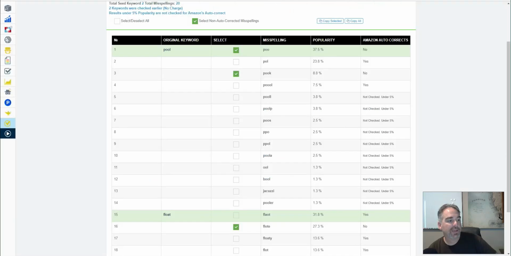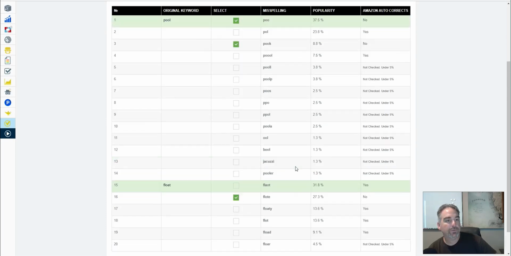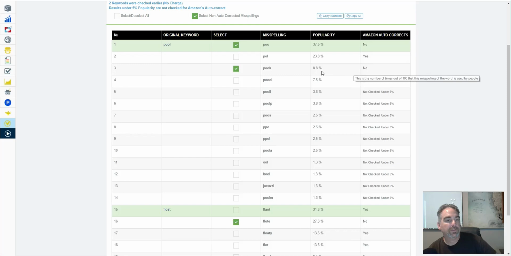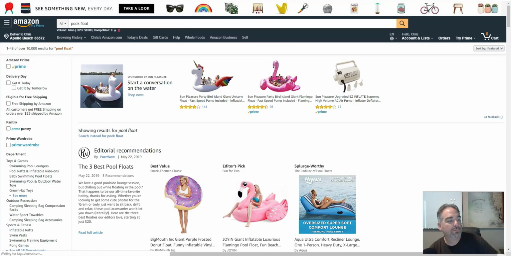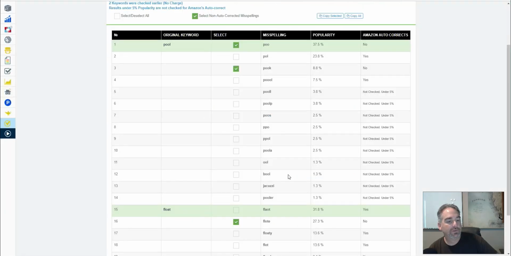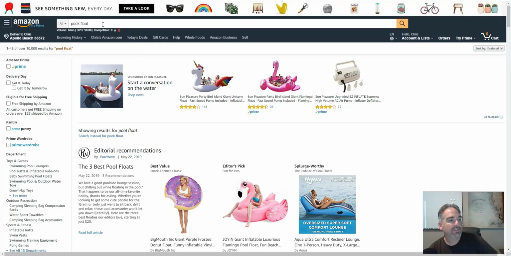So let's go back and take a look at the next one that they say they don't autocorrect for, which is "pook float." That's only 9% of the time, but that was a big number, so 9% could be a lot. So let's run that. Once again, Helium 10 was wrong on that. Now let's look at the last one, and the last one they say is "float," F-L-O-T-E. So let's take a look at that. That is our last hope here.